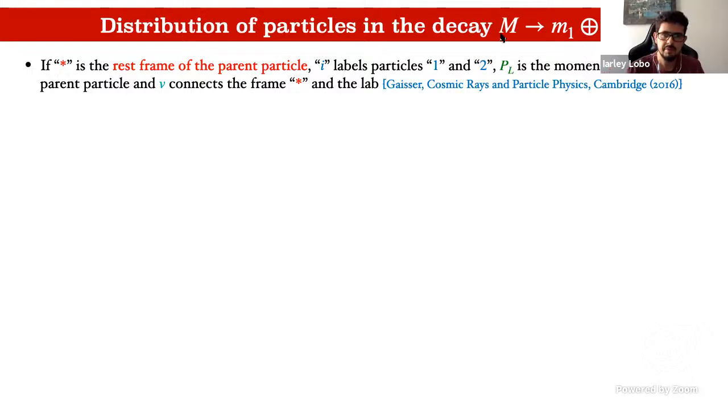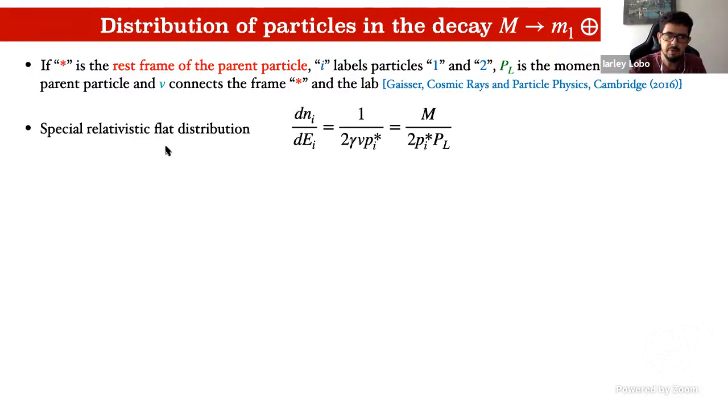So if m is the parent particle and star is the rest frame of this parent particle, and we label as particles 1 and 2 the secondaries, and we say that PL is the momentum of the parent particle in the lab frame, and V connects the frame star to the lab, we can find some corrections, some equations for the special relativistic flat normalized distribution of particles produced in this kind of decay. So each particle has this kind of distribution if it's flat, and it depends on the gamma factor, on V, on the momentum of the secondary particles in the rest frame of the parent particle.